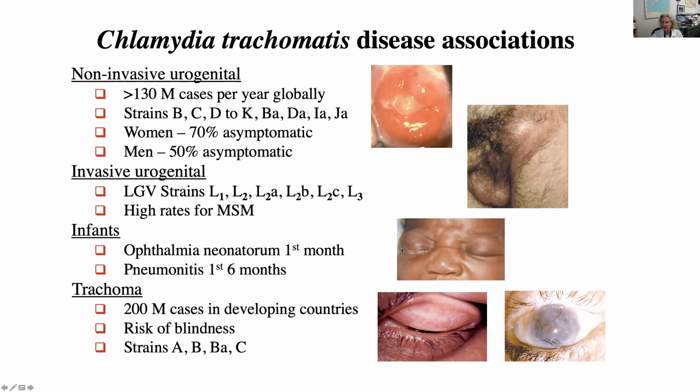And also, infants that travel through an infected birth canal can develop ophthalmia neonatorum in the first month of life, and also pneumonitis within 6 months. And then there's trachoma, of course, but you can see that strains A, B, BA, and C cause trachoma, but some of these strains also cause urogenital tract infections. And with OMP genotyping, we couldn't differentiate what was going on there.